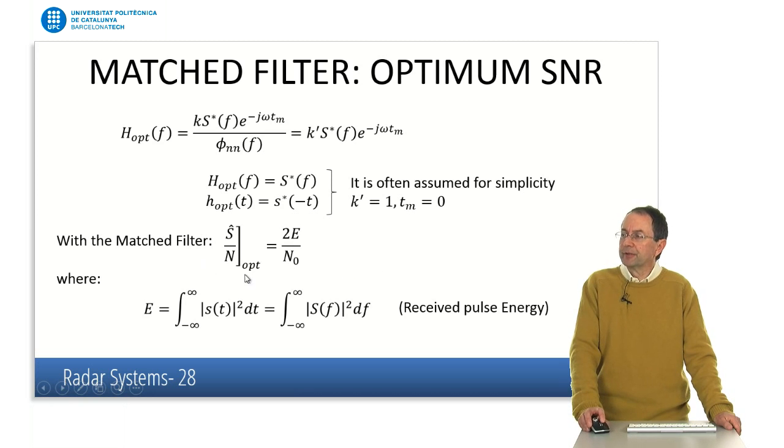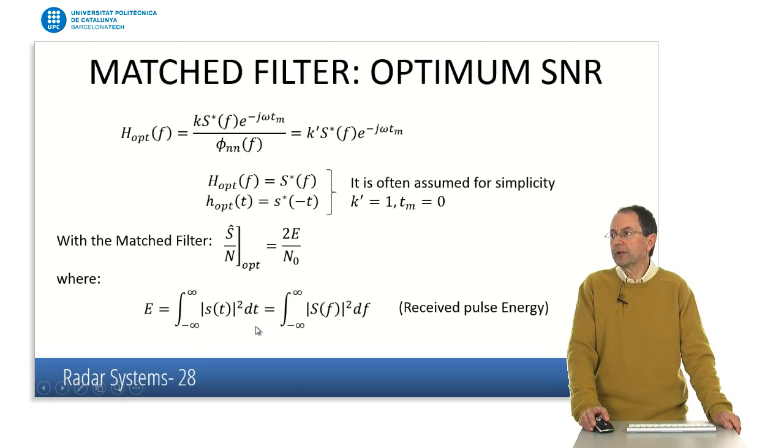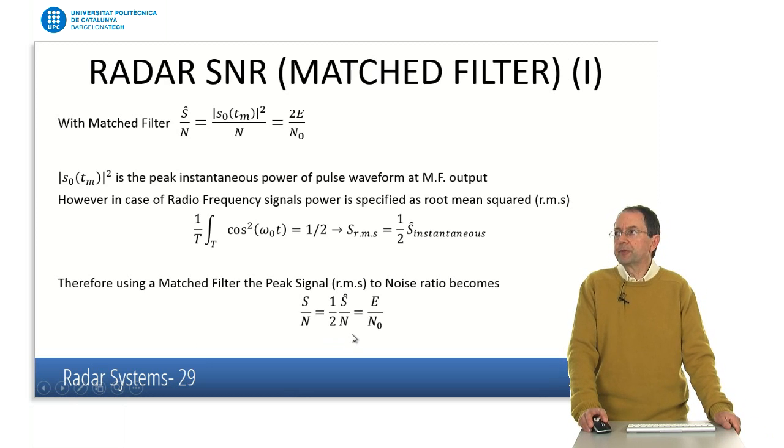Actually, with the matched filter, what we obtain is the best possible signal-to-noise ratio. It is 2 times the energy of the echo divided by the noise spectral density, the unilateral spectral density N0. The energy can be computed from either the time or the frequency domain with these expressions. And that's what we get. That's the optimal value we can obtain.